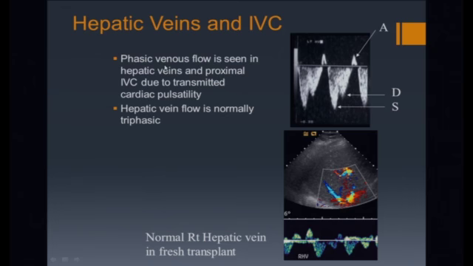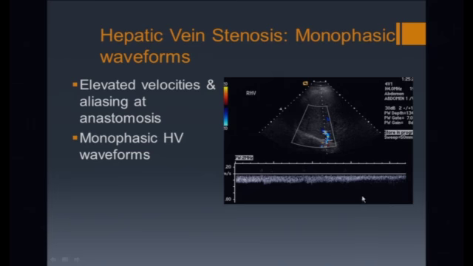The normal hepatic vein is phasic, with 2 forward spikes of flow and 1 reverse flow. These are known as the S, D, and A waves. And the normal hepatic vein has this phasic appearance with forward and reverse flow. A monophasic hepatic venous waveform is abnormal and can be caused by obstruction to the hepatic vein distal to the point of interrogation. You may also see elevated velocities and aliasing at the site of obstruction.